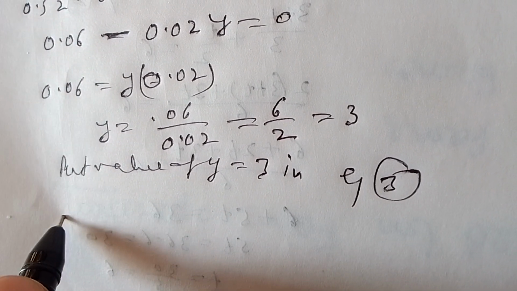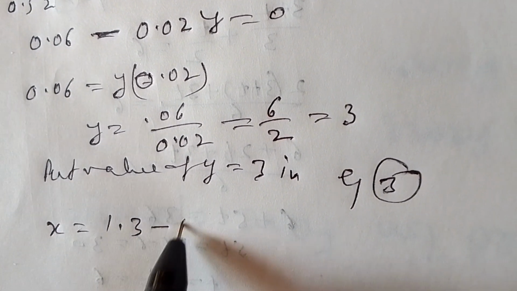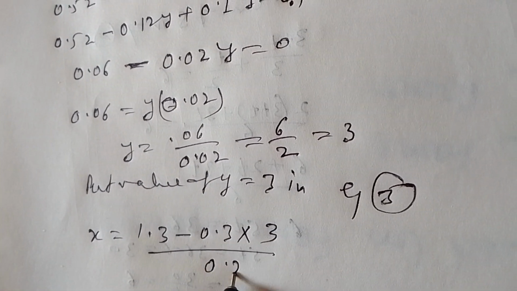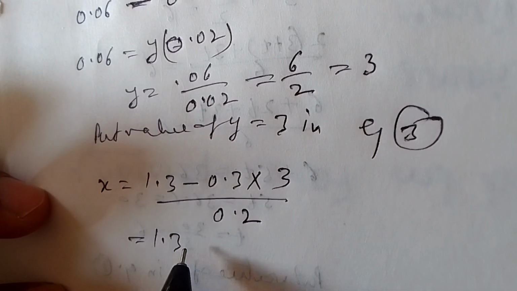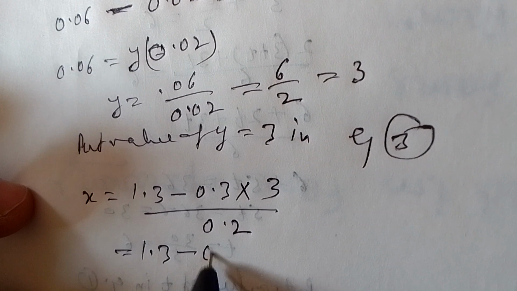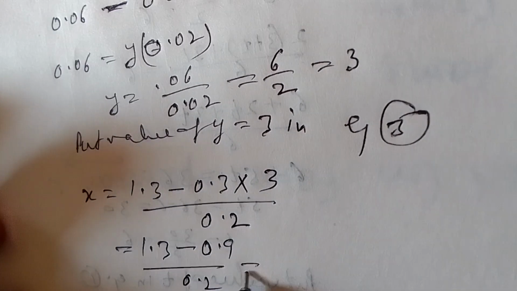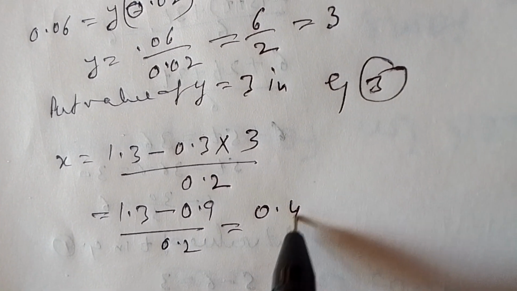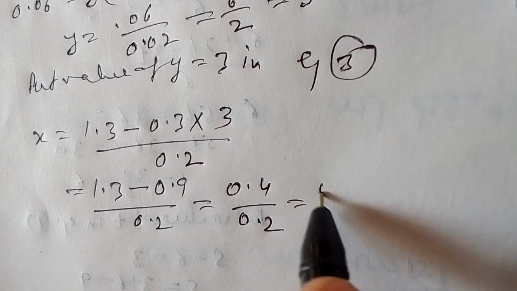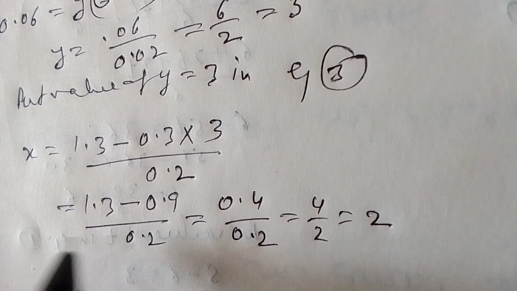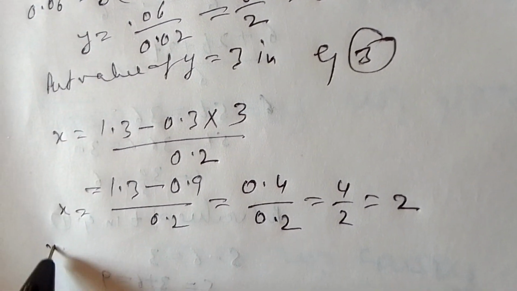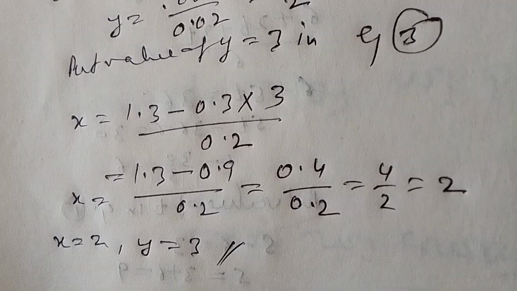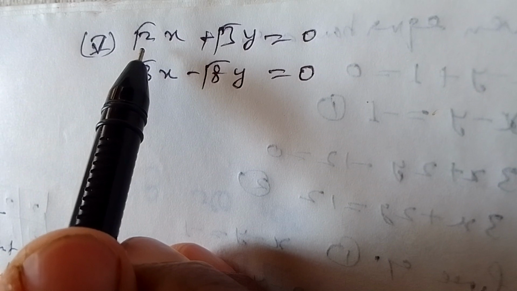So x comes out to be 1.3 minus 0.3 multiplied by 3, divided by 0.2. So it becomes 1.3 minus 0.9 divided by 0.2. So 1.3 minus 0.9 comes out to be 0.4 divided by 0.2, cancelling point with point, it becomes 4/2. So x value comes out to be 2. So we have got the value of x is equal to 2 and y is equal to 3. So this is the solution of the fourth part of the question.